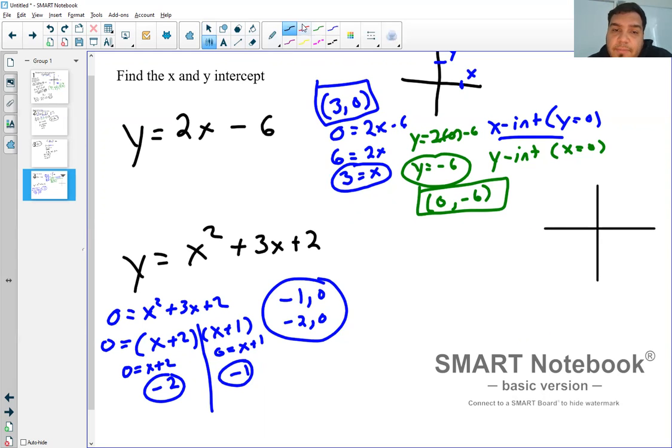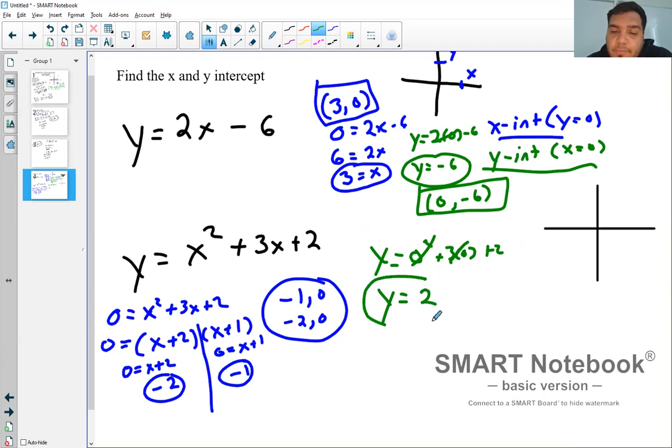Let's go to the next one. We're going to do the y-intercept, so x equals 0. This one's a lot easier though, right? Because if I made everything 0, 0 squared plus 3 times 0 plus 2, this disappears, and this disappears because they're both 0. y equals 2. A lot easier than the left one. So your y-intercept is (0, 2).